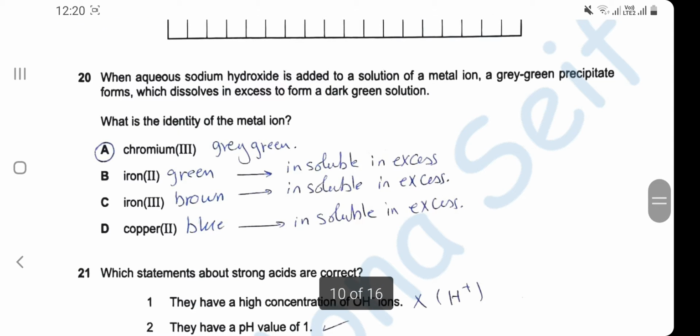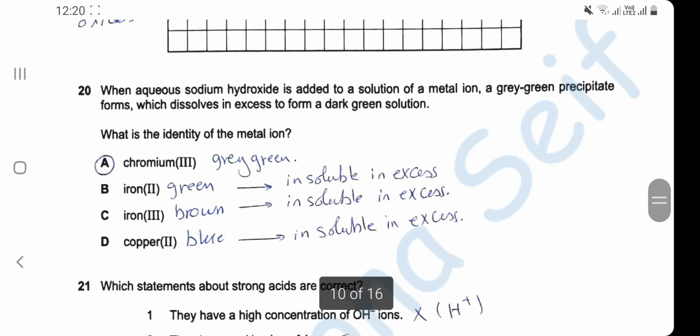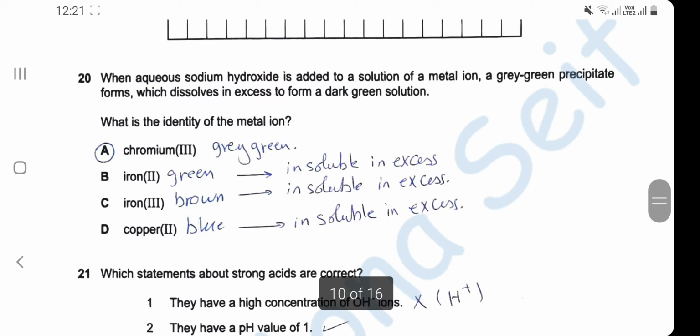Question 20. When aqueous sodium hydroxide is added to a solution of metal ion, a gray-green precipitate is formed, which dissolves in excess sodium hydroxide to form a dark green solution. Here, of course, we have to remember these colors. First one, chromium ions. When reacted with sodium hydroxide, it gives gray-green precipitate, which can dissolve in excess sodium hydroxide because chromium is amphoteric. It will dissolve in excess sodium hydroxide.